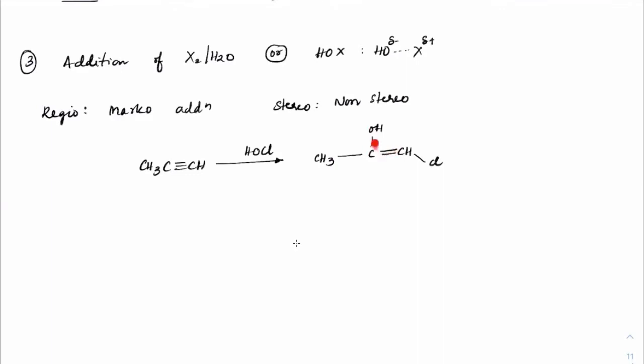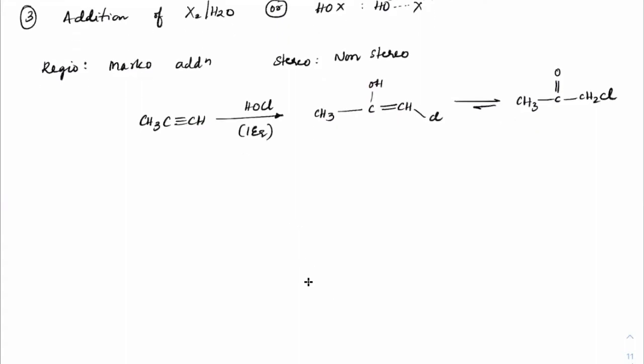But whenever you have enol form, enols are highly unstable, so they will immediately convert into keto form, and the final product will end up as CH3, C double bond O, CH2Cl. This will be the final product, considering I take one equivalent of the reactant. So when I take one equivalent of the reactant, this is what would happen.